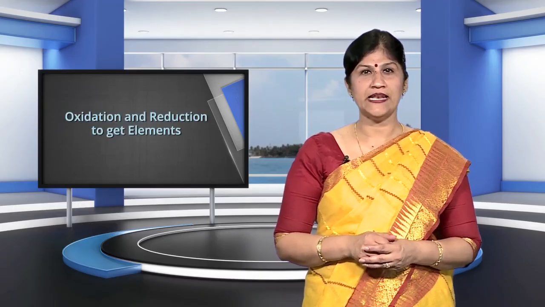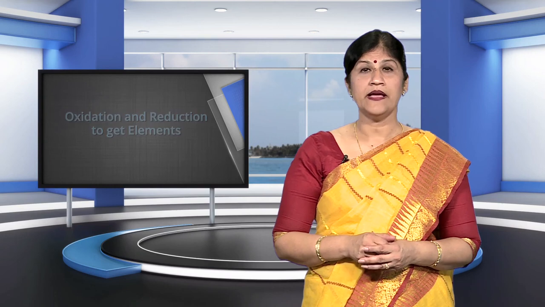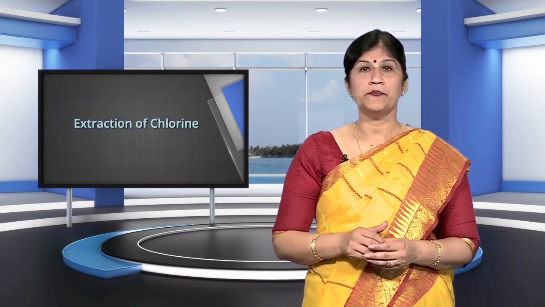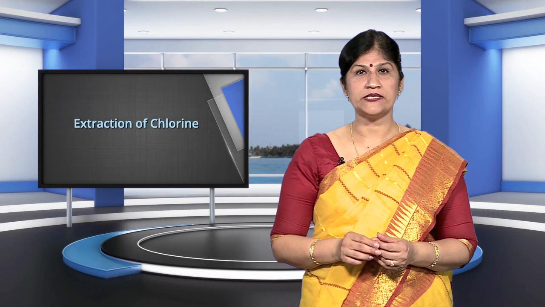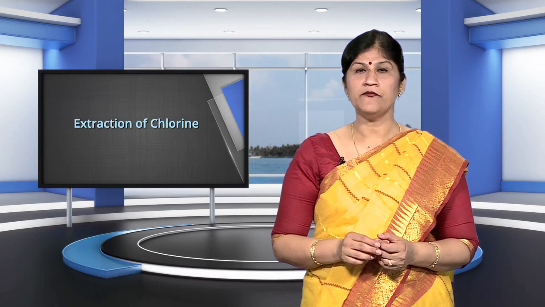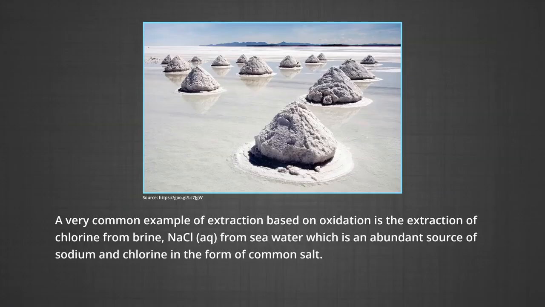Let us understand oxidation and reduction to get elements. For example, extraction of chlorine. Besides reductions, some extractions are based on oxidation, particularly for nonmetals. A very common example of extraction based on oxidation is the extraction of chlorine from brine, that is sodium chloride from seawater, which is an abundant source of sodium and chlorine in the form of common salt.